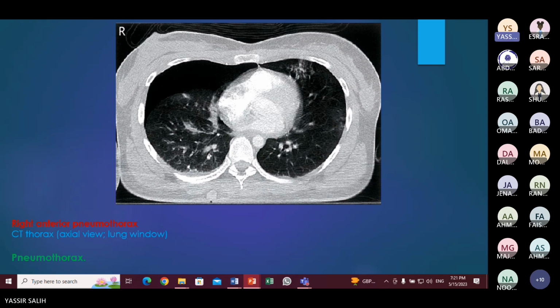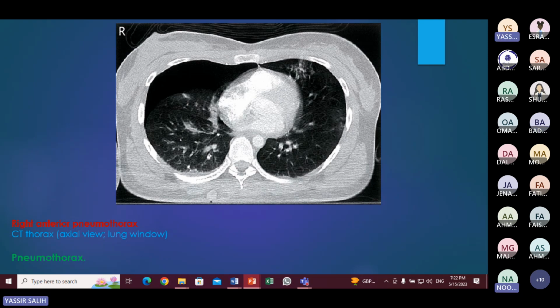The abnormality on the right or on the left? On the right. Yes. What is the abnormality? Hypodense. Yes, you are right. What is this hypodensity?